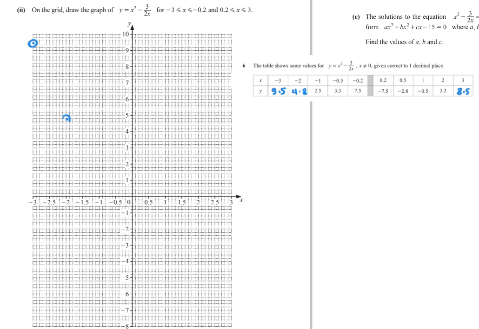Negative 2, 4.8. Negative 1, 2.5. Negative 0.5, 3.3. So each square represents 0.2.